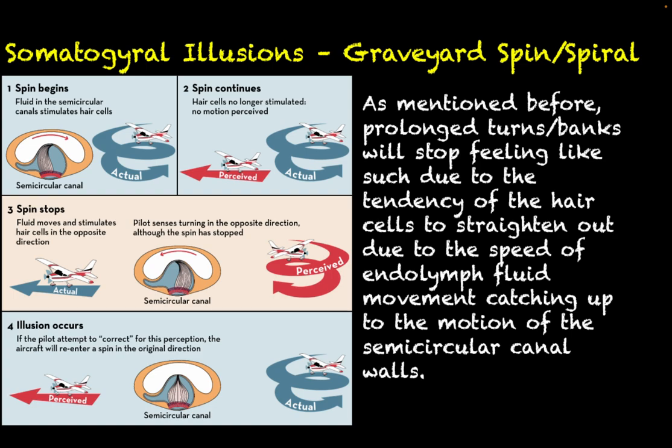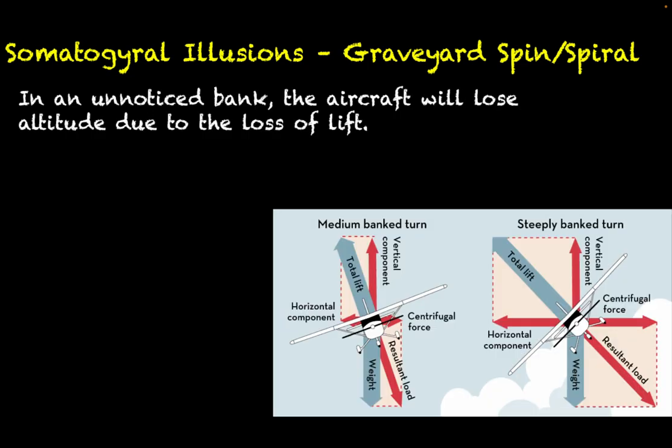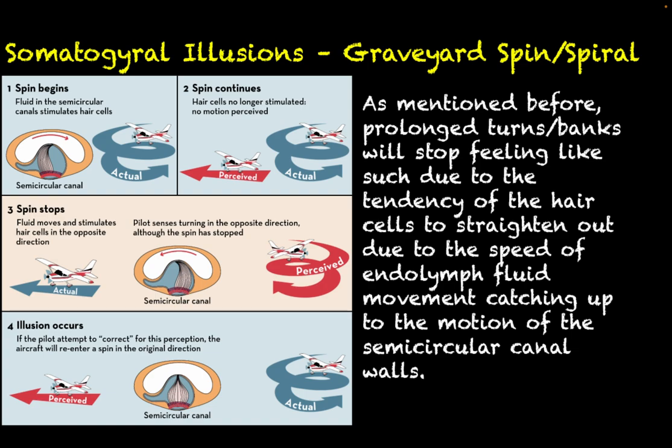Okay, so as we mentioned before, prolonged turns or banks will stop feeling like turns and banks if you stay in them long enough, because of the tendency of the hair cells to straighten out when the angular acceleration stops, because the speed of the endolymph fluid catches up with the actual motion of the walls of the semicircular canals. So if you stay in a bank or in a turn long enough, it's going to stop feeling like a bank or a turn. So this we're talking about is called the graveyard spin or graveyard spiral.